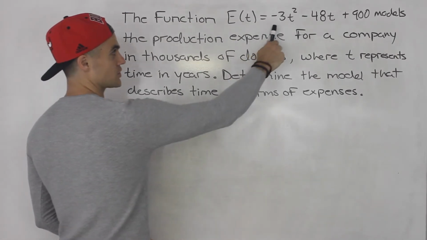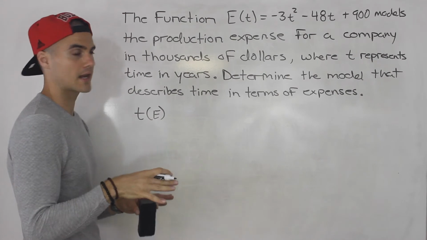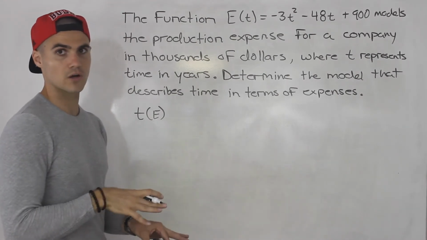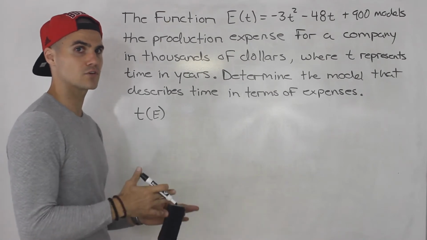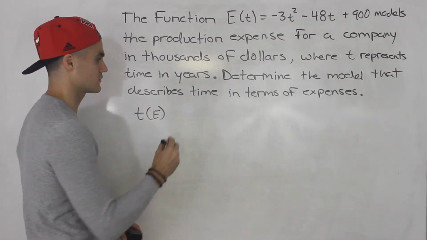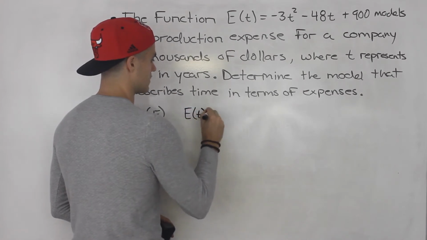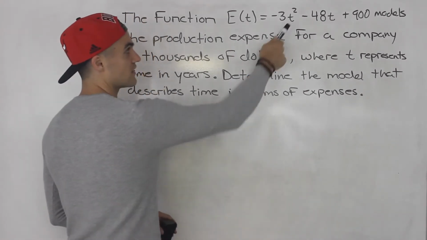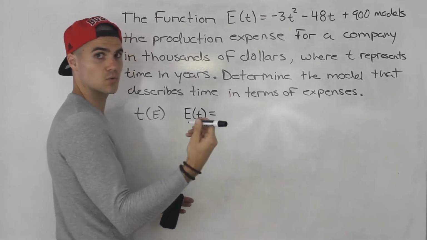Now notice this function is given as a quadratic in standard form. And as you know, to find the inverse of a quadratic, it always has to be in vertex form. Sometimes it'll be given in vertex form, sometimes you're going to have to convert it. Unfortunately, in this case, we have to convert this to vertex form. So the way we do that, we complete the square.